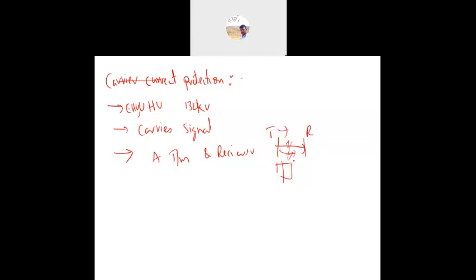Here also we are using distance type relays, and the controlling is done by using the carrier signal.